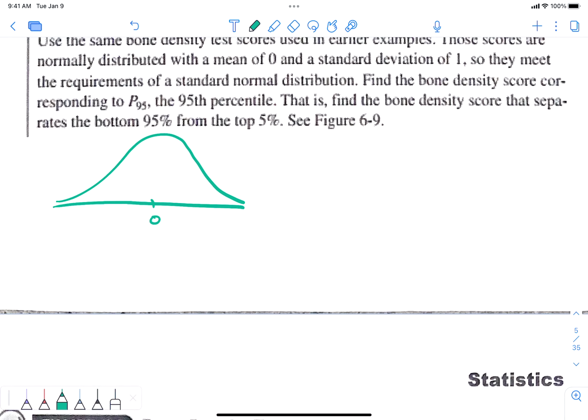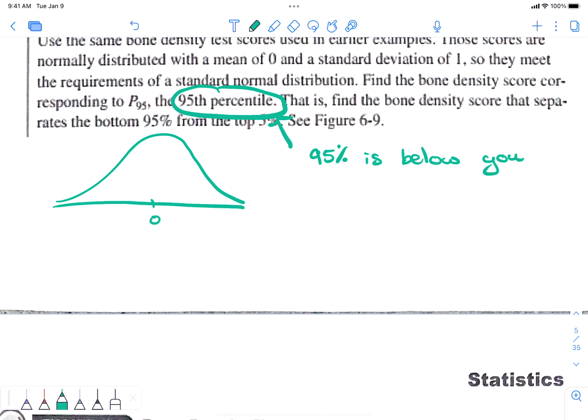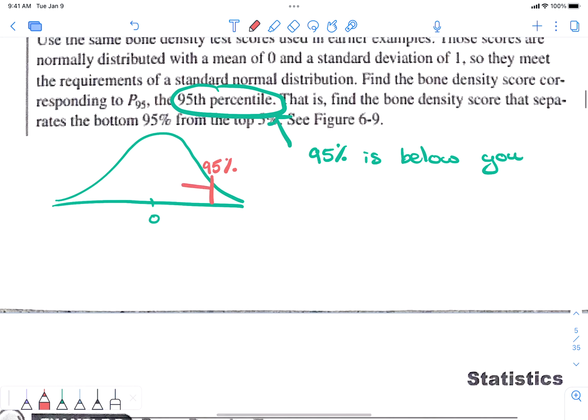Okay, if you are in the 95th percentile, what's that mean? You're above everybody. 95% is below you. Does that make sense? Okay, only 5% of people are above you. Percentiles say how many are below. So where are we living on this bell curve? All the way on the right side. We're over here. This is the 95th percentile, right here. That means 95% is below you.